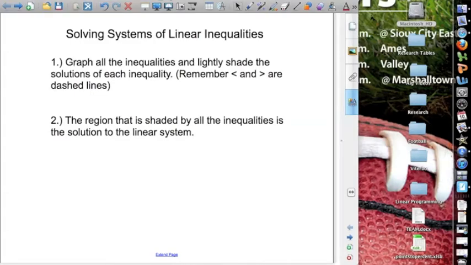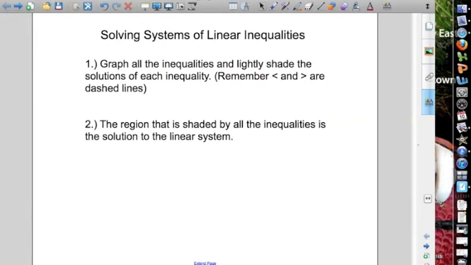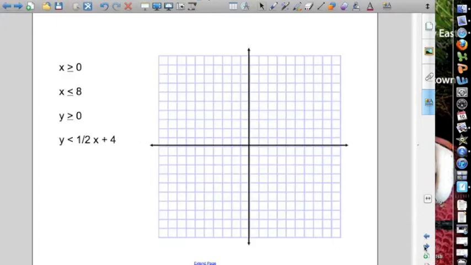The region that is shaded by all the inequalities is the solution to the linear system. So you have to really look at that light shading that you've done and see, okay, what parts are shaded by all of them. So let's look at a sample problem. There could be just two inequalities, kind of like we've done before, or you could have a situation like this. This is a problem where there are some constraints on it. And what constraints are is they just limit it to particular areas.